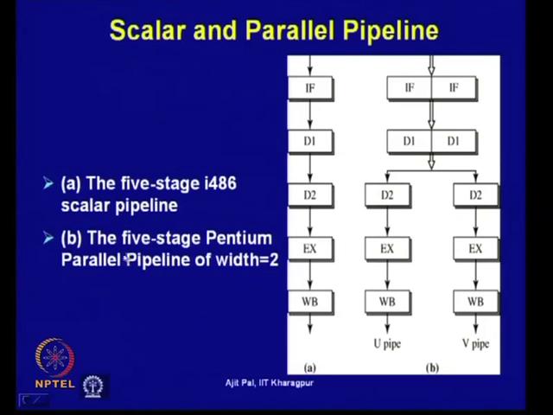Now, when Pentium was introduced, it had a parallel pipeline width of 2. So it is a superscalar processor of degree 2. As you can see here, it will fetch 2 instructions, decode 2 instructions, then issue 2 instructions, because it has 2 pipes, the U pipe and the V pipe, 2 separate pipelines through which 2 instructions can be issued and executed in parallel. In D2, you have 2 separate stages, execution and write back. This is the superscalar processor first introduced in Pentium.